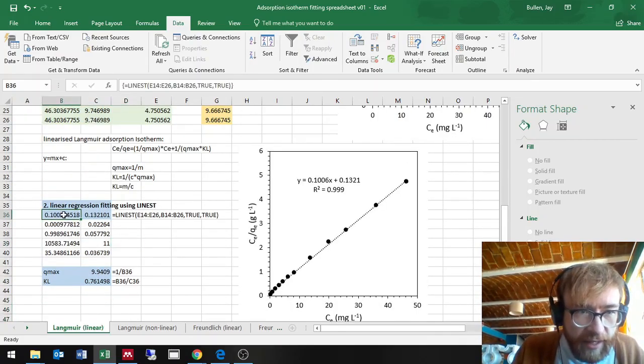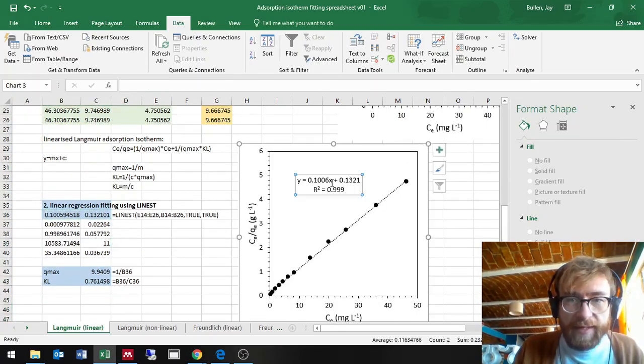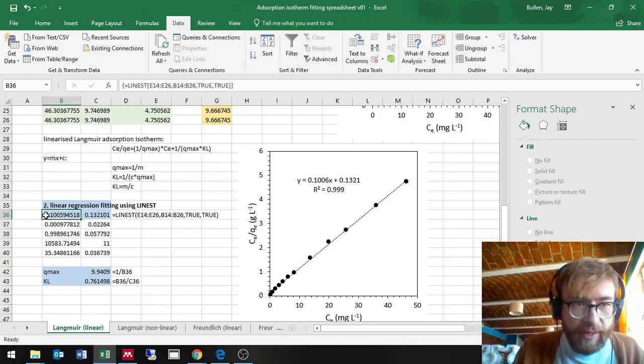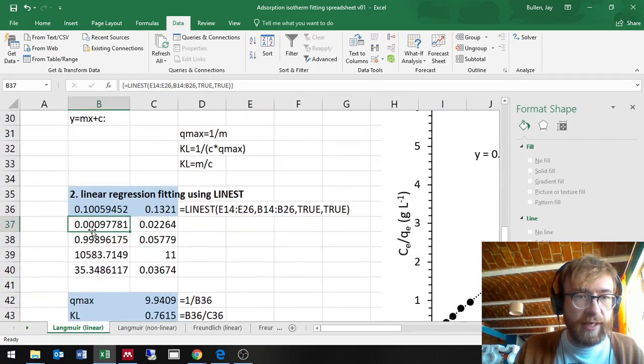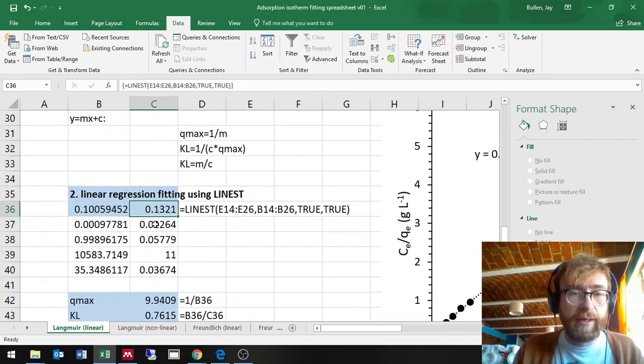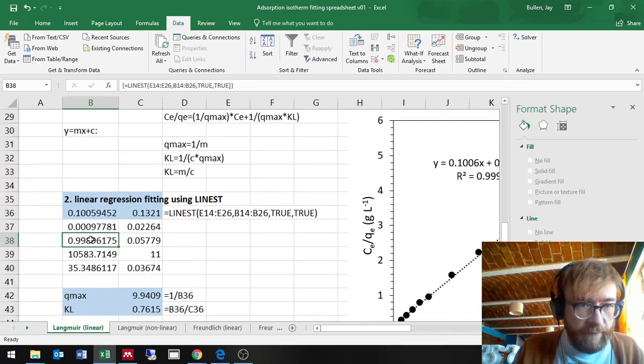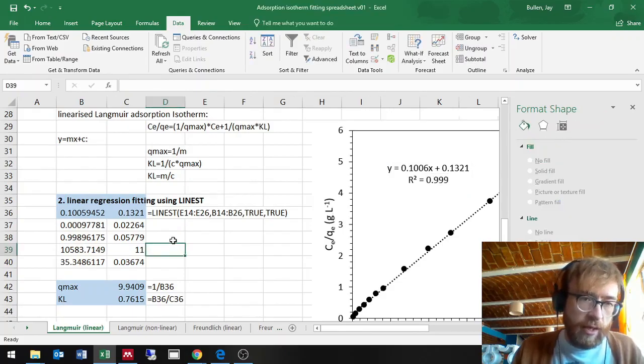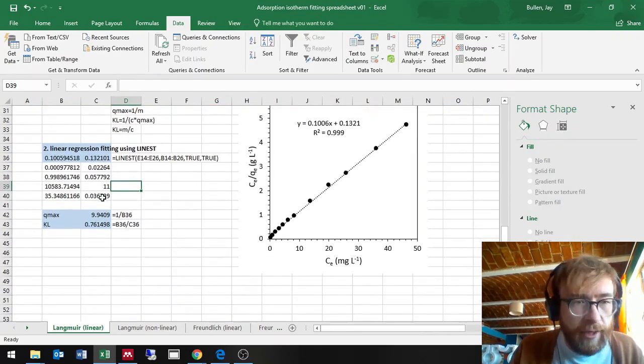You can see that the first two numbers are the same that we get from just adding a trend line this way. So 0.1 is our value of M, 0.13 is our value of C. The two numbers underneath are the standard errors. This cell here is the standard error in M. This cell here is the standard error in C. And then this number here is the R squared value, which should be the same as the R squared value here. The other statistics, we don't need to worry about.